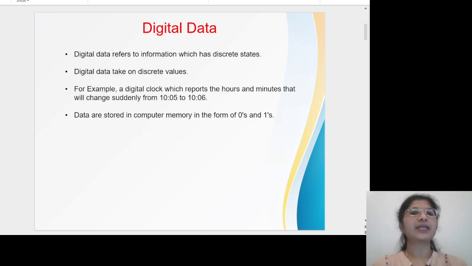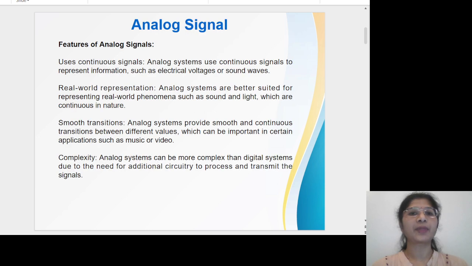What is digital data? Digital data refers to information which has discrete states. Digital data takes discrete values. The example of digital data is a digital clock which reports the hour and minutes in the digital format. Data are stored in computer memory in the form of zeros and ones only.